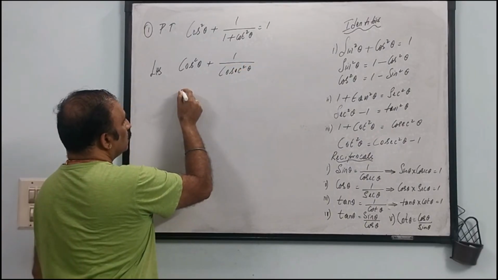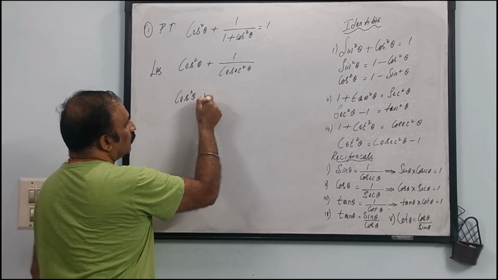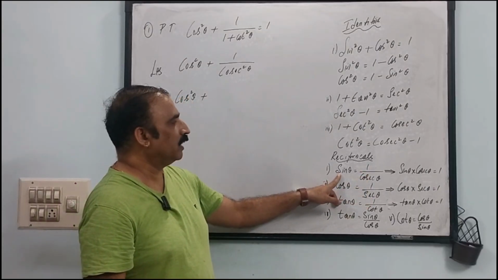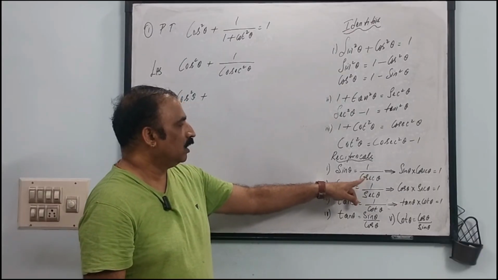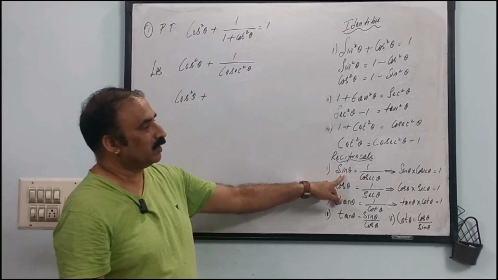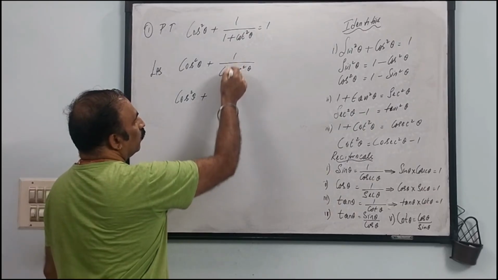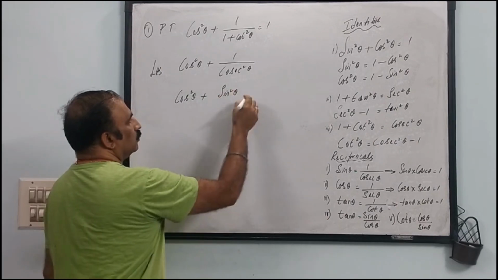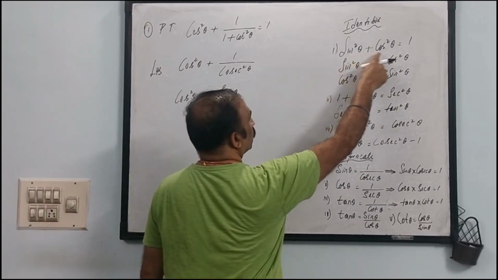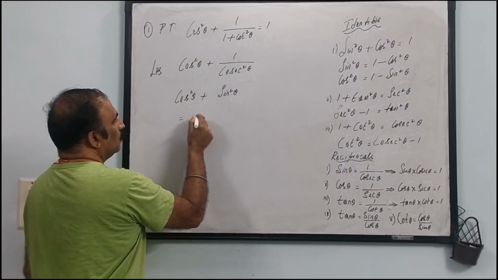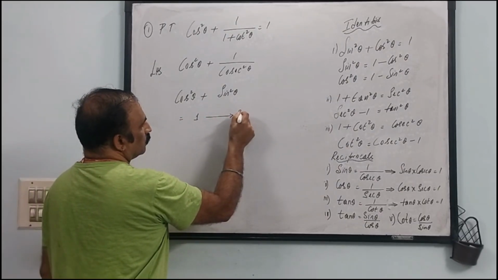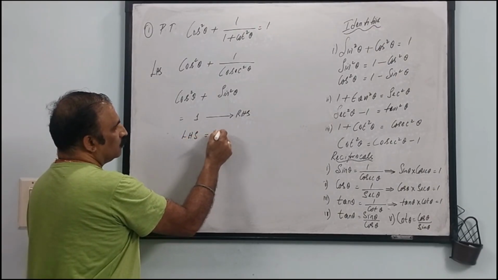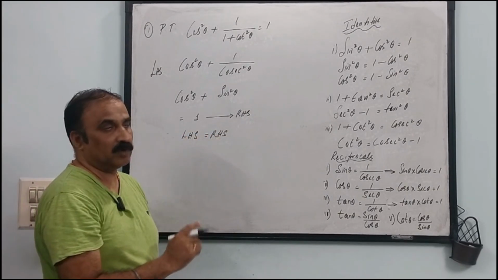Now further, no changes in this, cos square theta as it is. Now it comes to the reciprocal ratio. 1 by cosec theta is equal to sin theta. Since it has the square, 1 by cosecant square can be written as sin square theta. The next step comes to the first identity: sin square theta plus cos square theta is equal to 1. This is RHS. Therefore, LHS is equal to RHS. Okay, simplest of the problems.